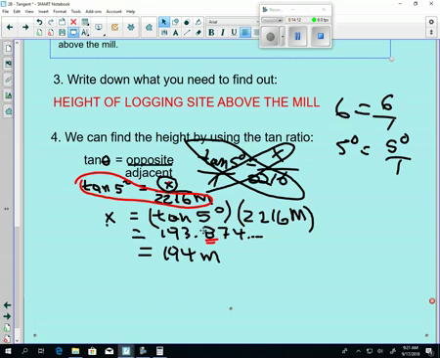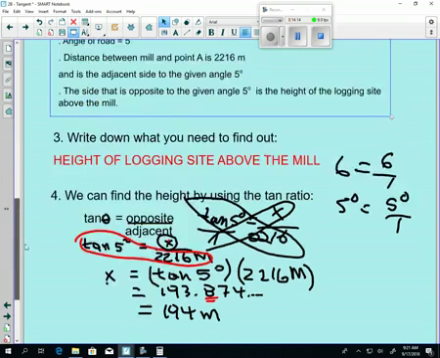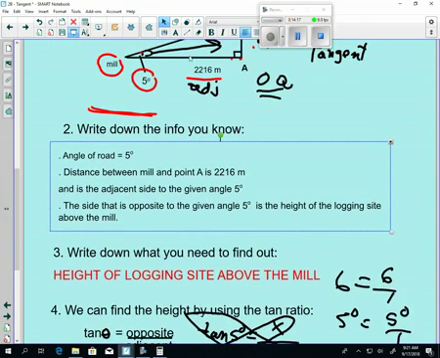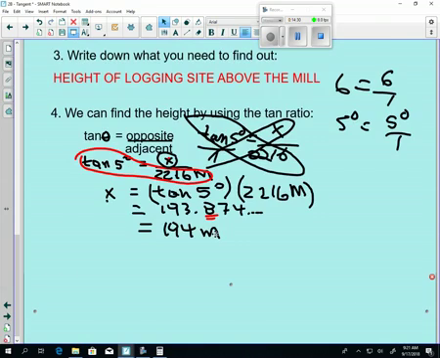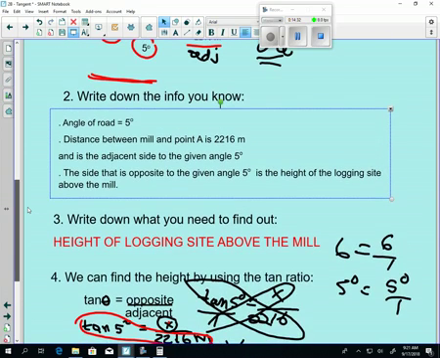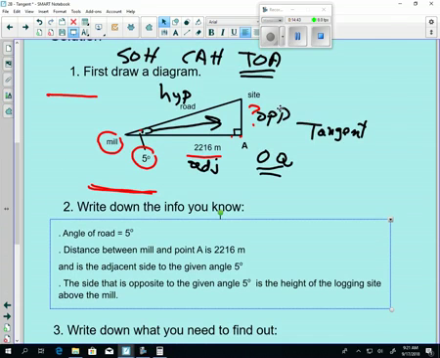Why? How do I know what to round it to? Always go back to the question. Are they whole numbers or fractions? You notice that there's no fractions in 2216. There's no fractions in 5. So I'm going to put my answer as a whole number. So I leave it as 194. So the height is 194 meters. What's the height of the mill? The logging site above the mill is 194 meters above the mill. So if I went back to my triangle, this side here, the opposite side is 194 meters.